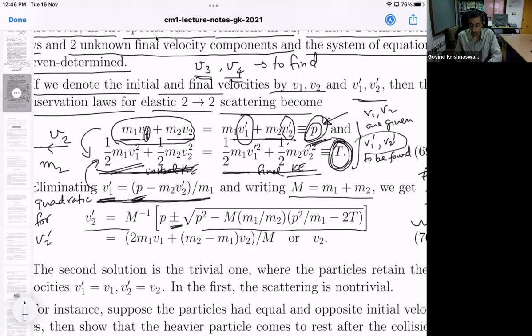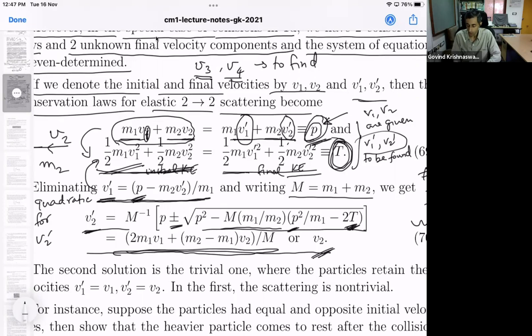So here is the formula for v2 prime. It is written in terms of the total kinetic energy and total momentum of the system. Of course, the masses of the particles also appear. When one simplifies, you get a formula for v2 prime. It's very interesting to see what the two solutions are like. One of them I will call the non-trivial solution, some complicated formula which one can interpret. There is another solution where v2 prime is simply v2.